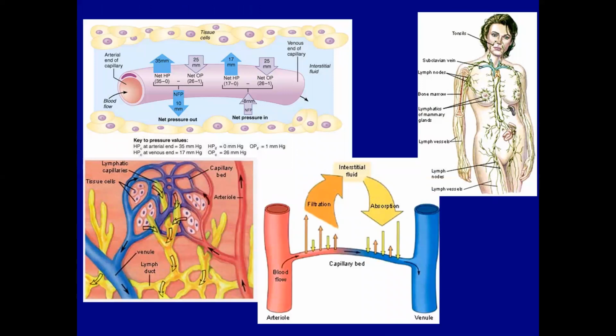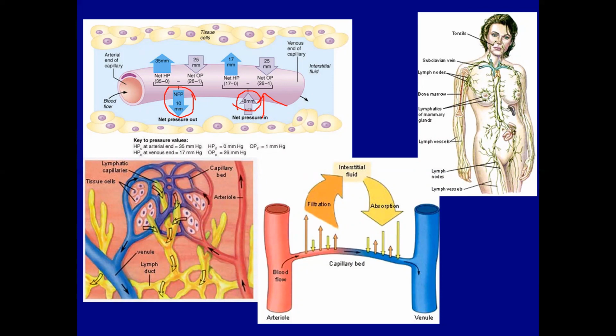Here are some good images of one of the things I just talked about. This is a simpler diagram with net filtration pressure. This one says 8 millimeters of mercury. I'm not really stuck on you knowing the numbers. I just need you to know that this allows for filtration to occur because it's a positive number, and that this allows for reabsorption to occur because it is a negative number. And that the positive number is on the arterial end and the negative number is on the venous end.